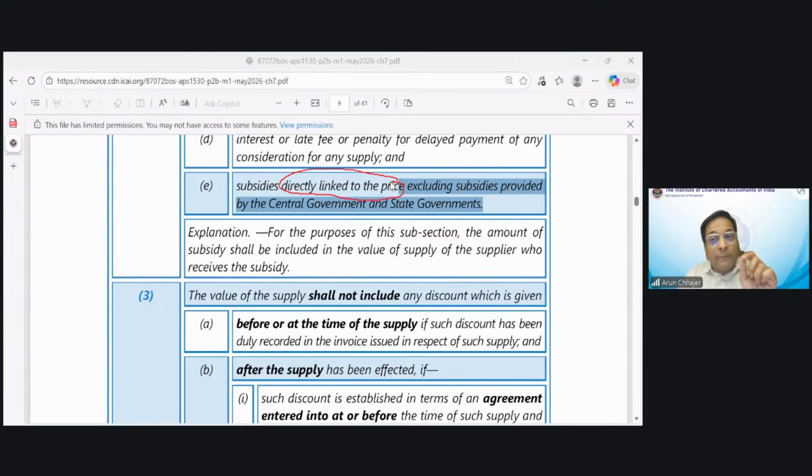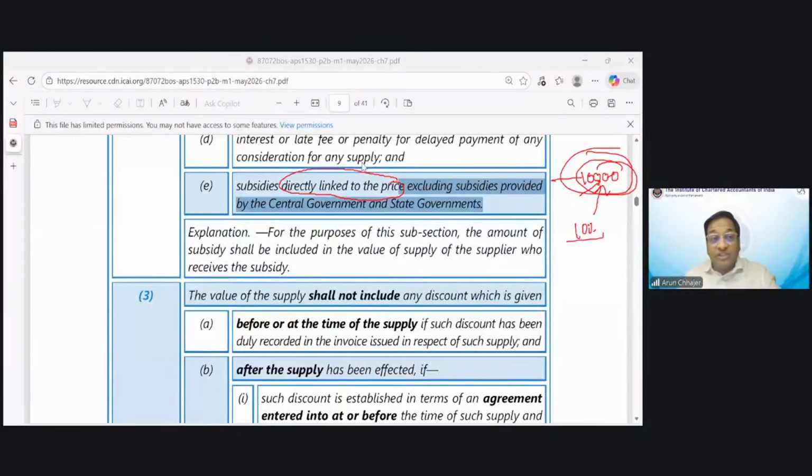Directly linked to the price. How it can be? For example, you are making a sale of 10,000 rupees. Now I am giving the subsidy. I'm saying I will give you the subsidy of 10% for each student. I will give you the subsidy of 10% of 10,000.